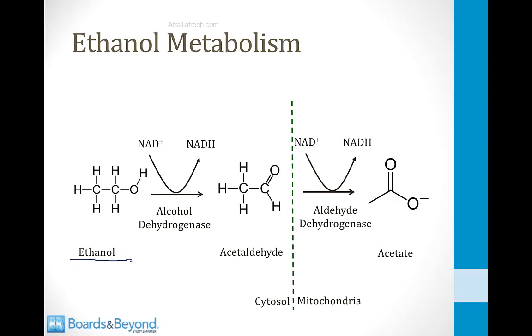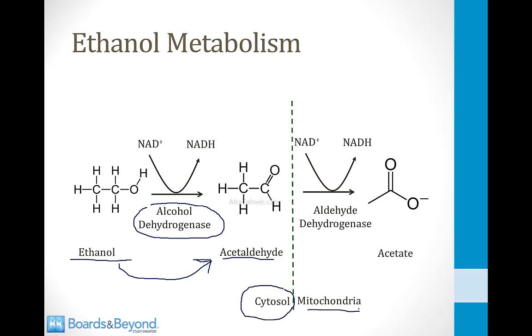The first step of ethanol metabolism involves an enzyme called alcohol dehydrogenase, and this enzyme converts ethanol into a molecule called acetaldehyde. This is the structure of acetaldehyde on the screen here. This first step occurs in the cytosol of cells in the liver. The second step occurs in the mitochondria. This involves an enzyme called aldehyde dehydrogenase, and it converts acetaldehyde into acetate, and I've shown the structure of acetate on the screen here.